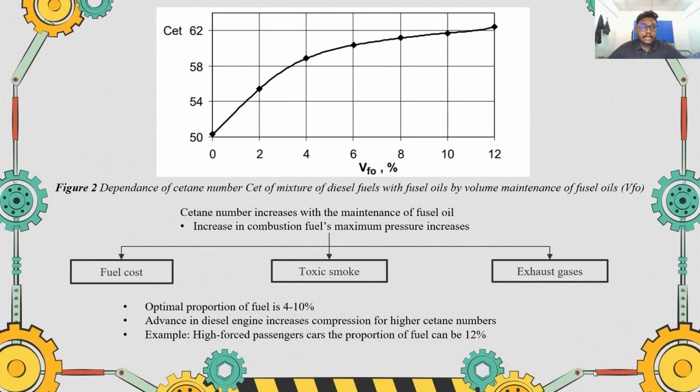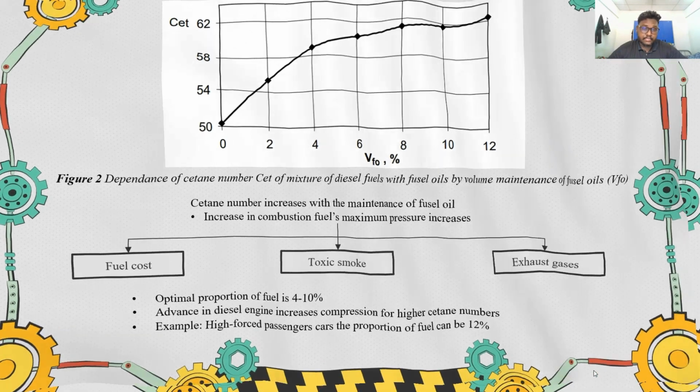Moving on to the next graph, it talks about the dependence of cetane number CET of mixtures of diesel fuels with fusel oils by volume maintenance of fusel oil, known as VFO. The cetane number increases with the maintenance of fusel oil, which is stated in the graph. An increase in combustion fuel maximum pressure increases three things: fuel cost, toxic smoke, and exhaust gases. However, the optimal proportion for fuel is around 4 to 10%. But advances in diesel engines increase compression for a higher cetane number. For example, in high force passenger cars, for example lorry, van, the proportion of fuel can be 12%.